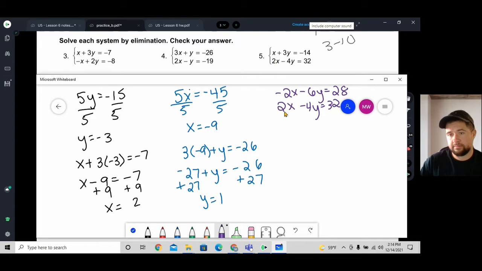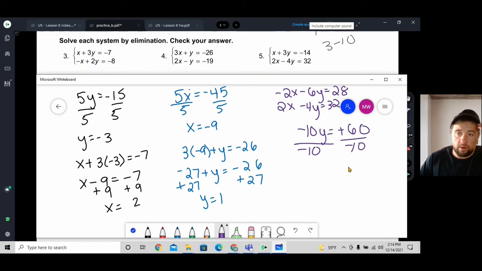I'm going to combine, so I'm going to get rid of these x's, and I'm going to end up with negative 10y equals negative 60. Sorry, positive 60. Got everything backwards today. Divide by negative 10, divide by negative 10. Y is going to equal negative 6.